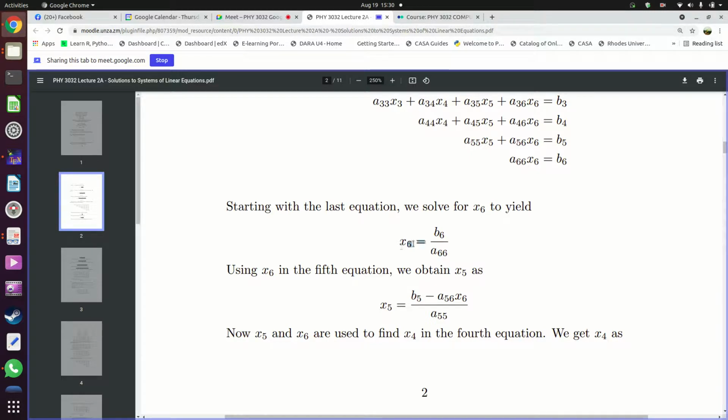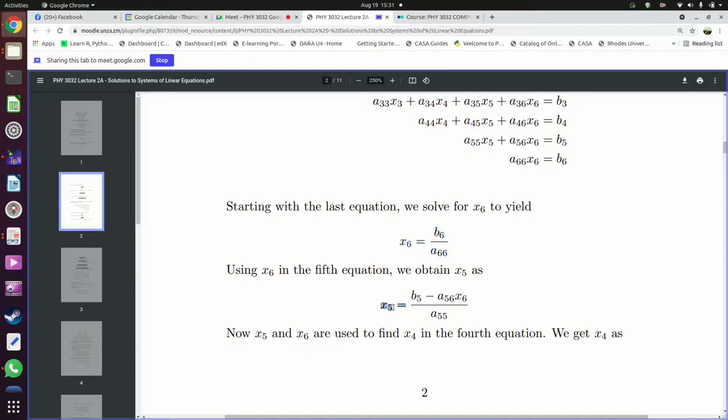If this first one here, whatever it is, x6, the b has got a 6, the a has got 6 6. That is how the first answer you're going to be getting will always have this form. x6, whether it's x10, is going to be equal to b10 divided by a10 10, or x8 is going to be b8 divided by a8 8. That's the first one. The first answer you work out using back substitution will have this form. After that, what comes next?